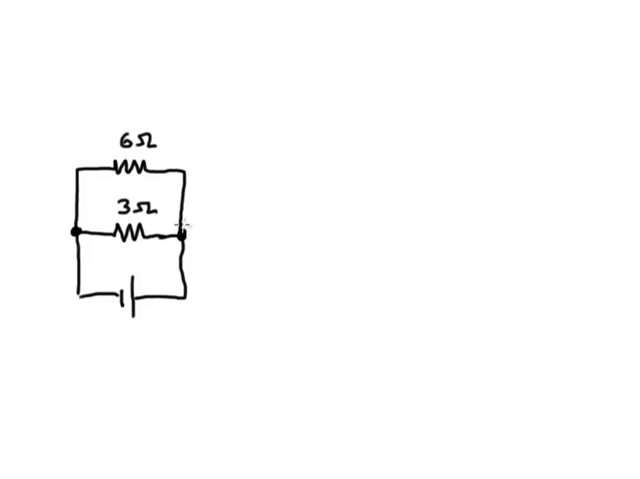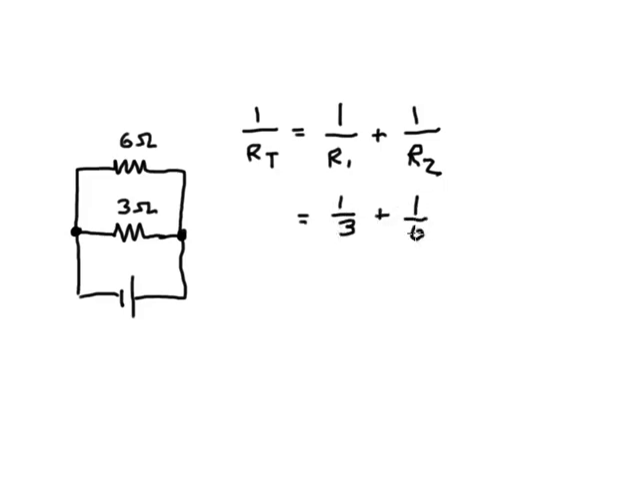Now how do I find the equivalent resistance here? Well, the formula for this says that 1 over the total resistance, or the equivalent resistance, equals 1 over the resistances in the circuit. In our case, the resistances we're looking at are 1 over 3 and 1 over 6. At this point, you could put this into your calculator, something like 3 to the negative 1 plus 6 to the negative 1, and hit the answer.